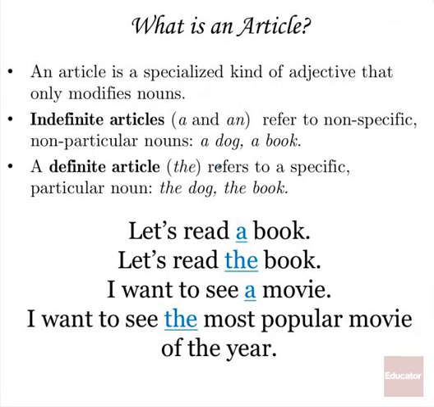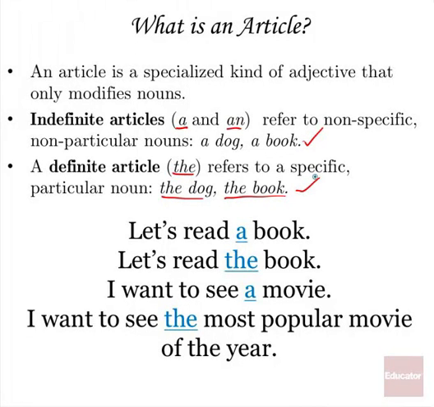All right, what is an article? An article is a specialized kind of adjective that only modifies nouns. Now remember, adjectives can modify nouns or pronouns, but articles are specialized, they only do nouns. The indefinite articles, a and an, refer to non-specific, non-particular nouns. A dog, a book, any old dog, any old book, just one of them, you know? The definite article, the, is the only definite article in English, and it refers to a specific, particular noun. The dog, the book. We mean a particular one.